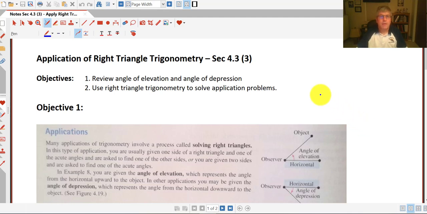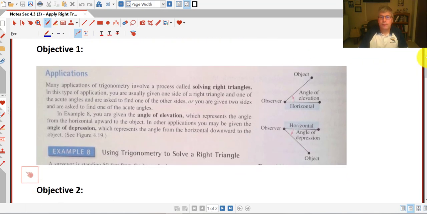Welcome back. The objectives of this video are to review angle of elevation and angle of depression, and we will also use right triangle trigonometry to solve a couple of application problems. Just to review, the angle of elevation is the angle at which we look out on the horizon, and it's our angle that's looking up.